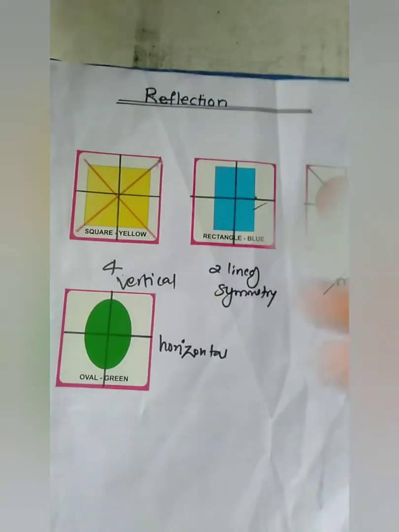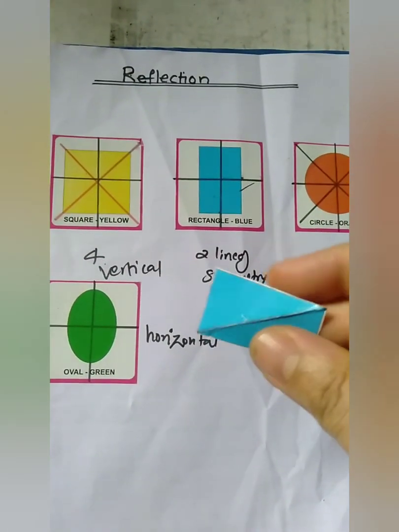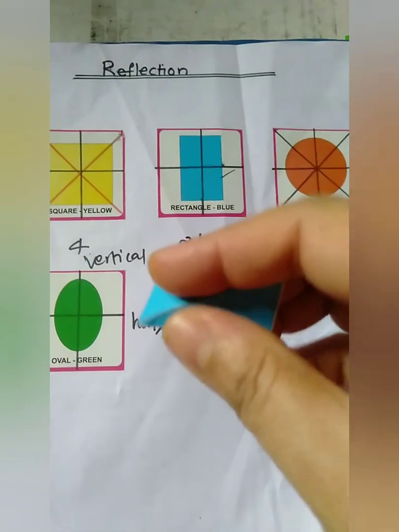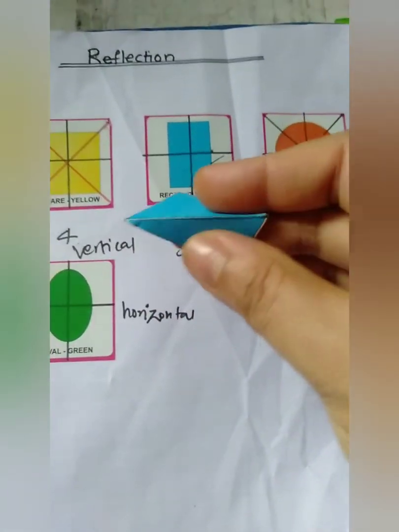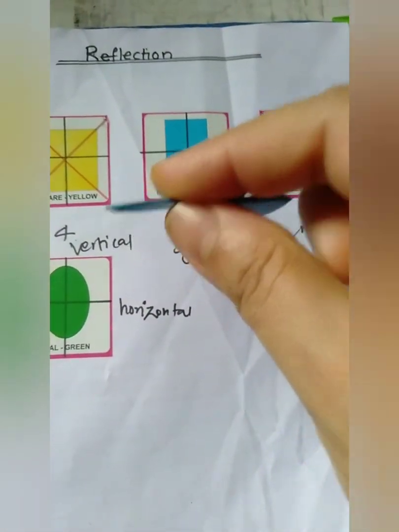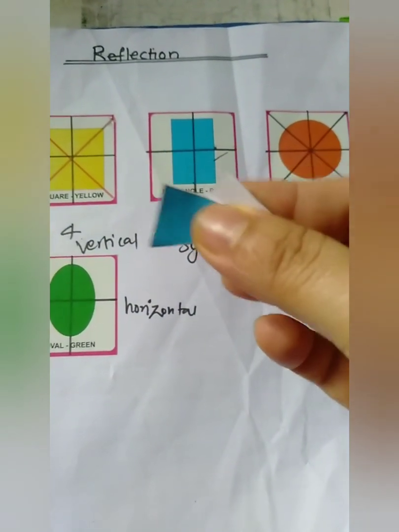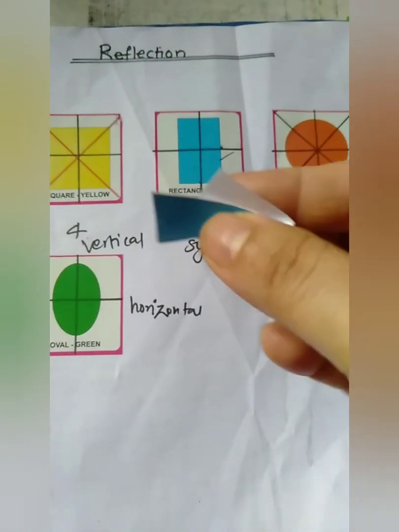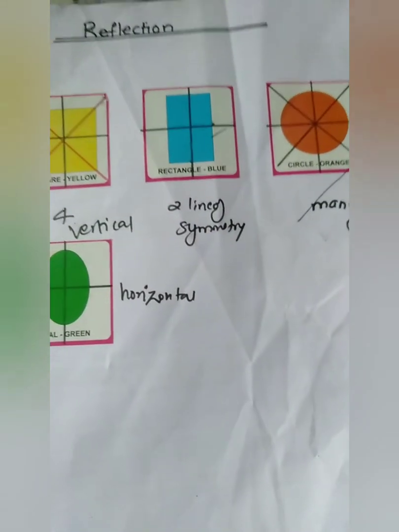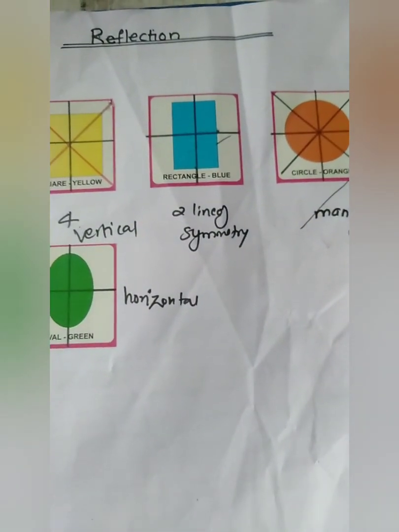Now the question is whether a rectangle has a diagonal line of symmetry. The answer is no. A rectangle does not have any diagonal symmetry, because let's see here. This is the same rectangle which I am folding along the diagonal. It will not fit one another. Both the parts will not fit one another exactly. So we can say that a rectangle does not have any diagonal symmetry.